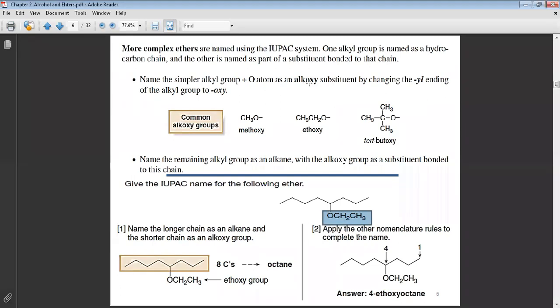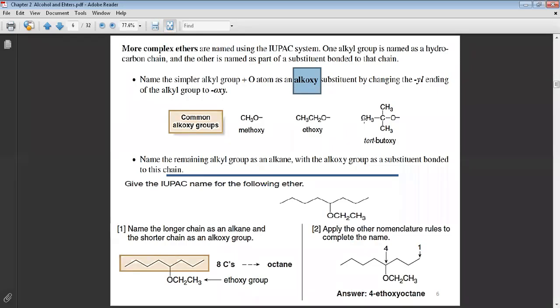Okay, now we know if you have an alkyl group, it will be an alkyl group, but alkyl with oxygen will be alkoxy. This is a new part, alkoxy. Alkoxy is the general name, maybe methoxy, maybe ethoxy, maybe butoxy, like that. Name the simple alkyl groups plus an oxygen atom as an alkoxy group. I said this alkyl means different carbons, maybe methoxy, maybe ethoxy, maybe butoxy, like that.